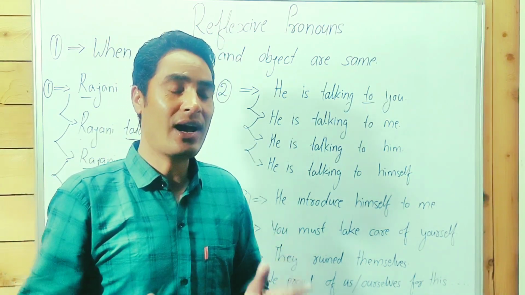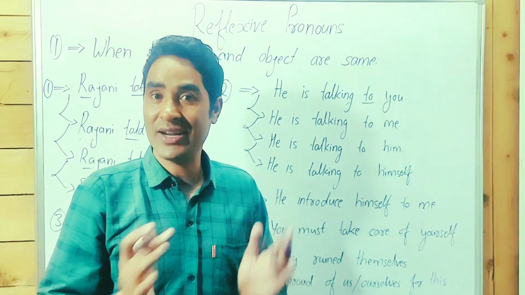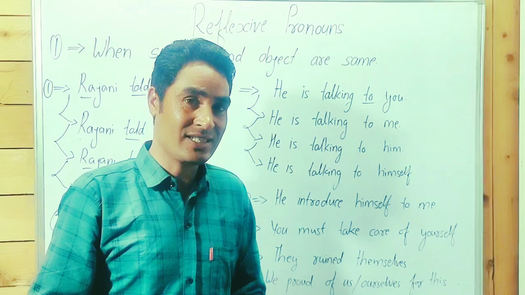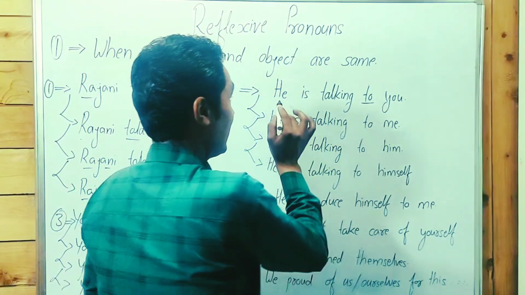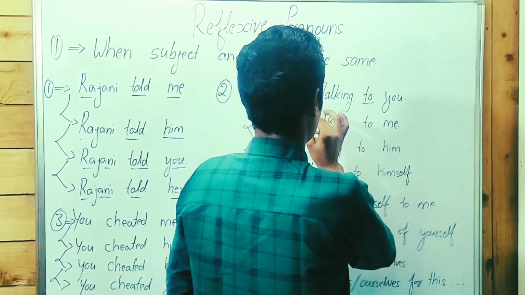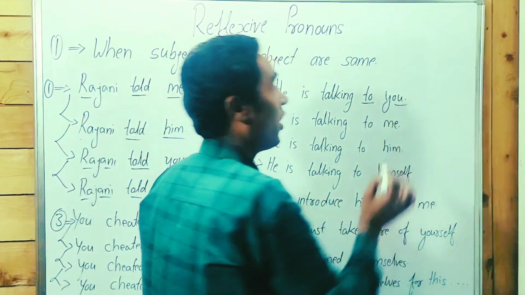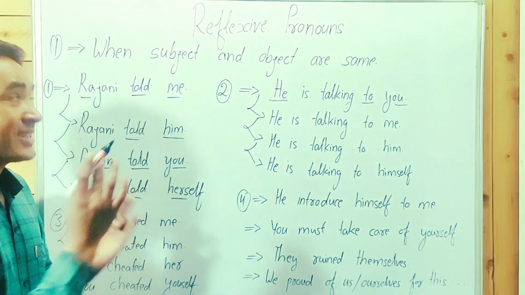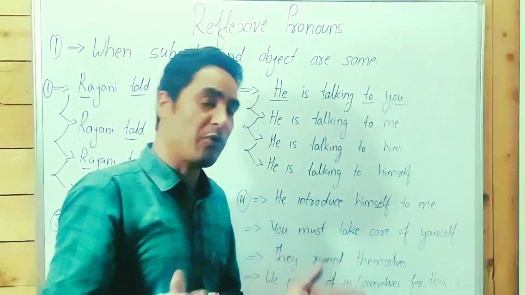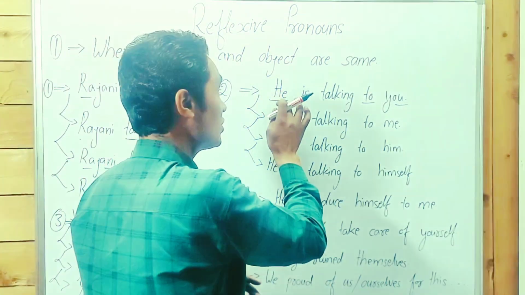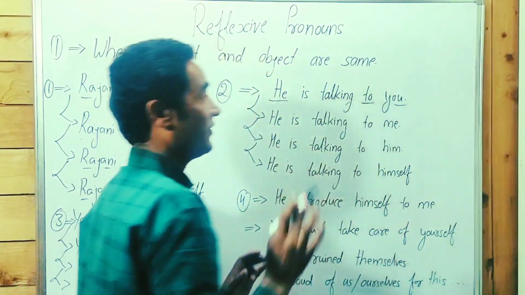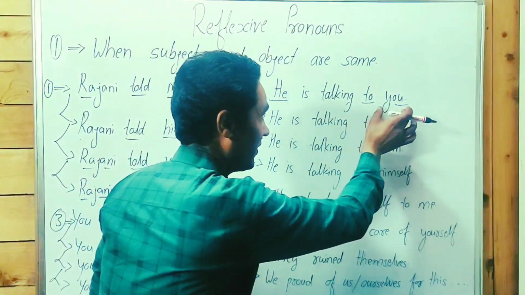I hope you know. I'm so sorry I haven't taught you about transitive and intransitive verbs. We will learn about it in further videos. "He" is the subject, "is talking" the verb, "to" the preposition, and "you" the object of the sentence. You can say object of this preposition, both are the same. So here, different subject, different verb, different object.